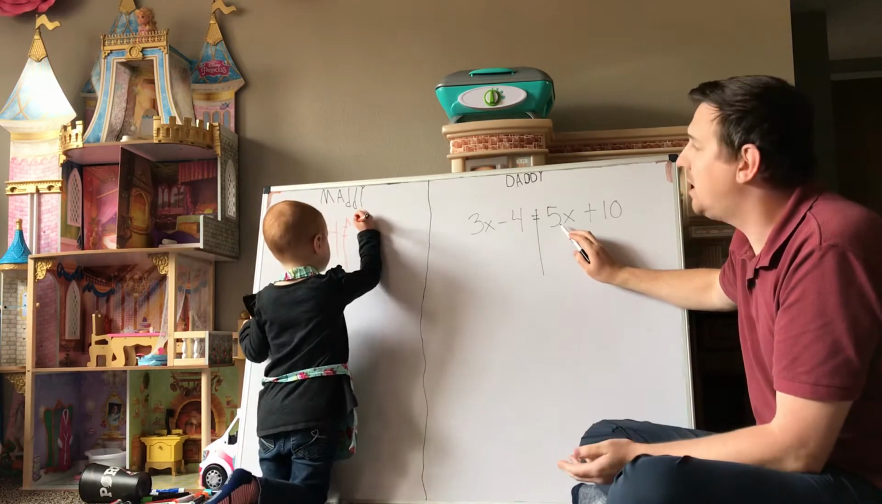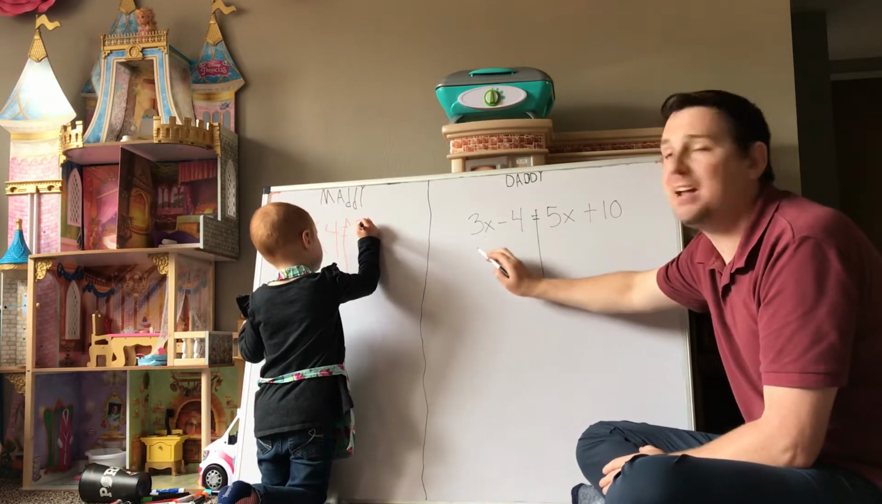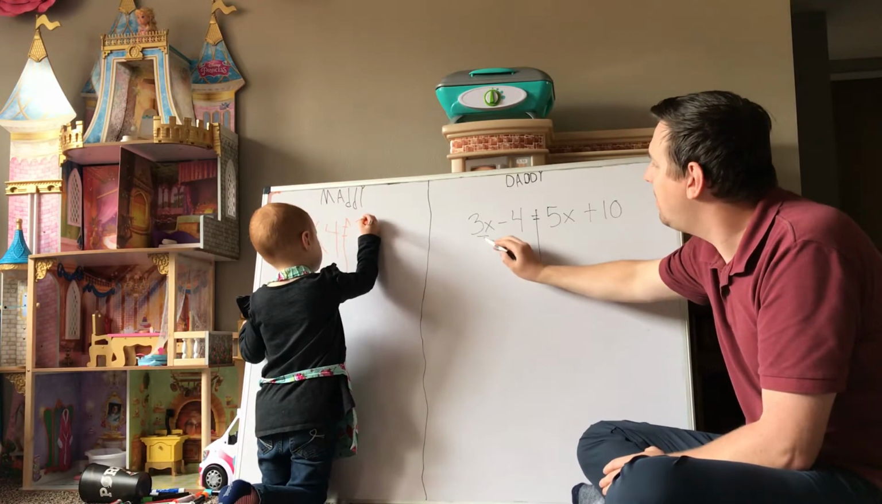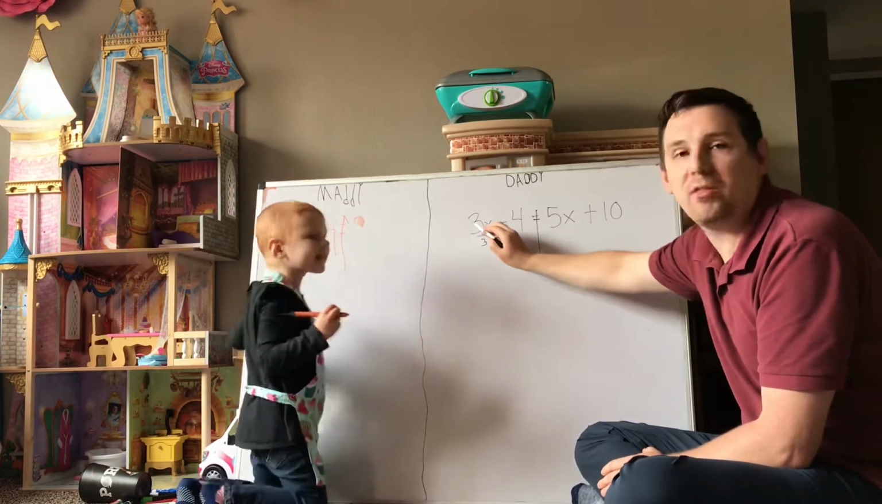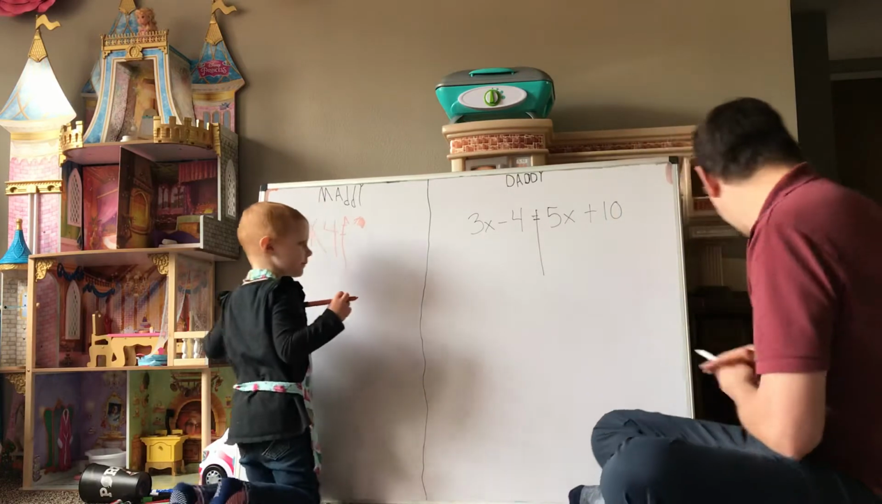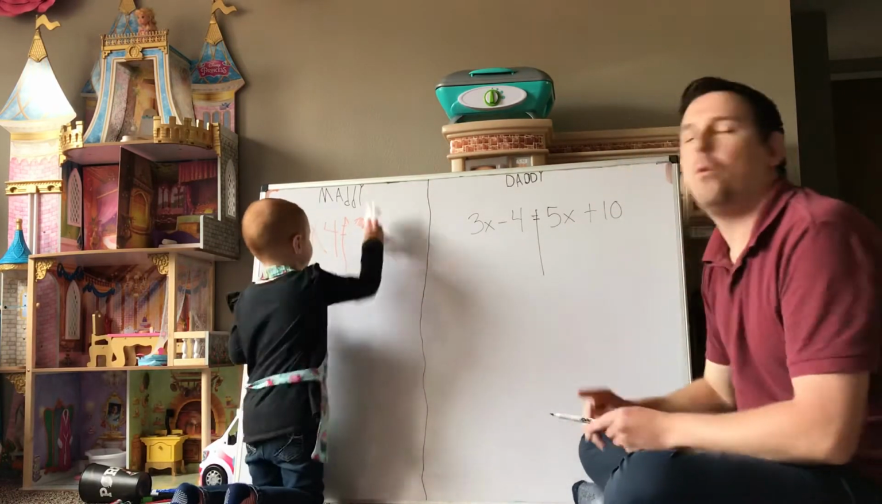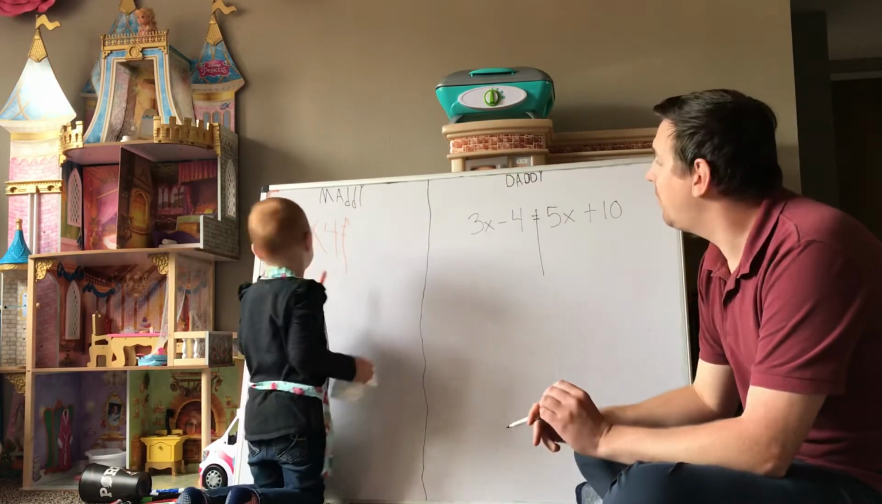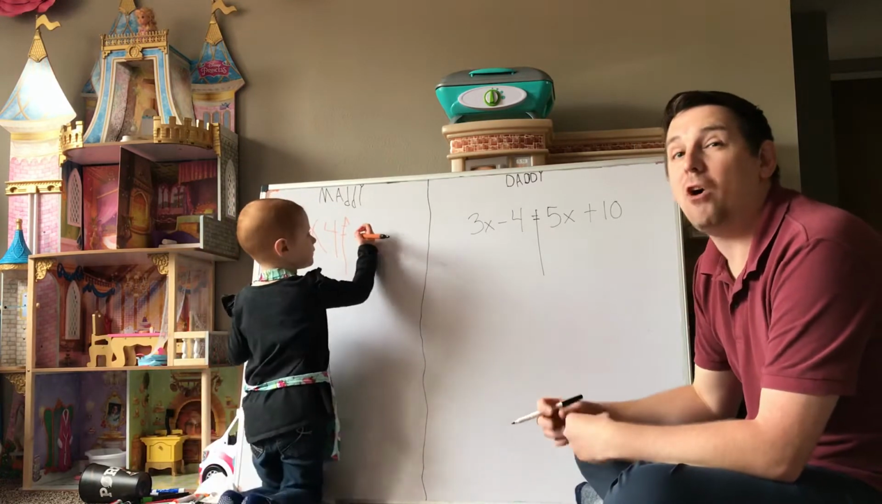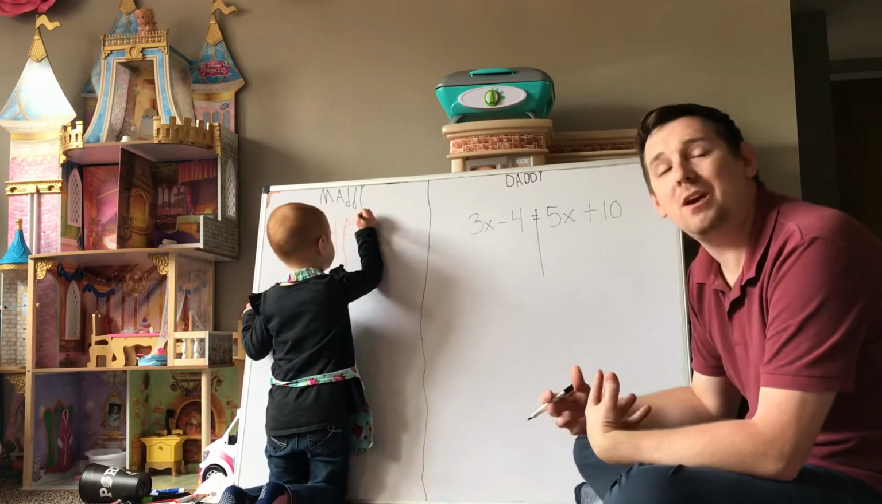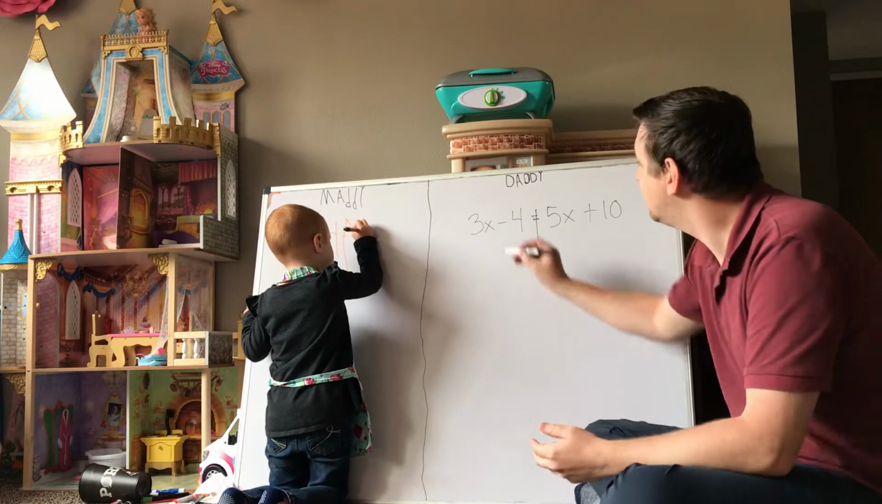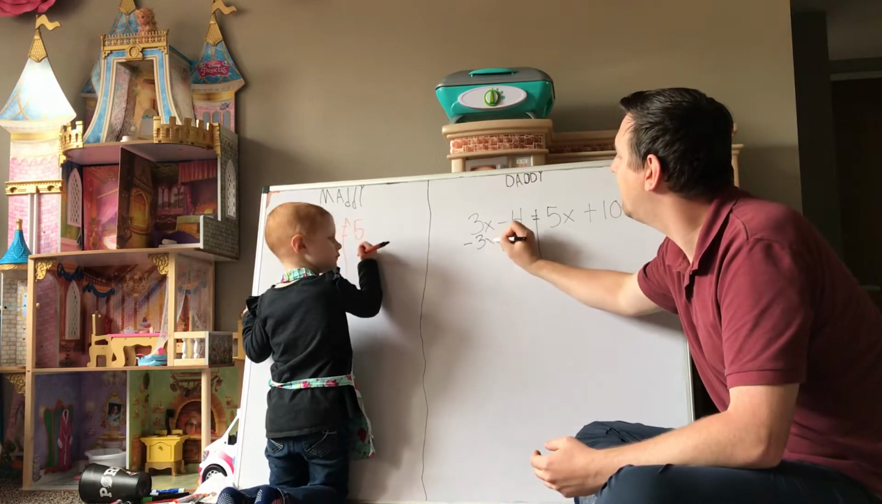Now a common mistake kids will make is they will divide by 3. But dividing by 3 only gets rid of the 3. We want to get rid of all 3 x's. So the only way to get rid of all positive 3 x's is to take them away.